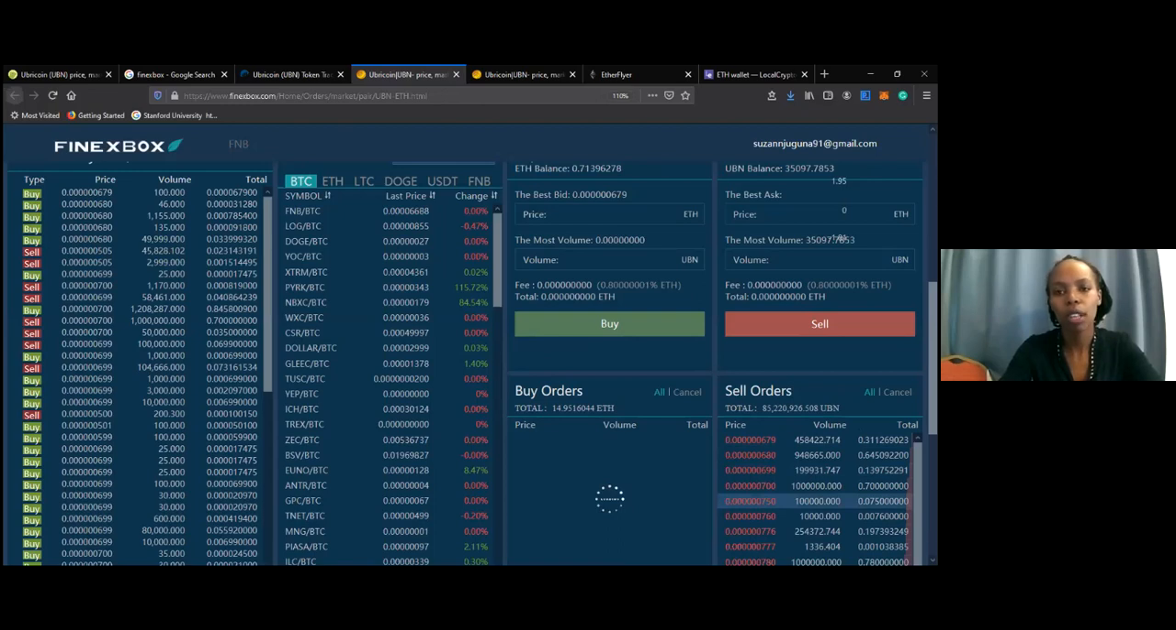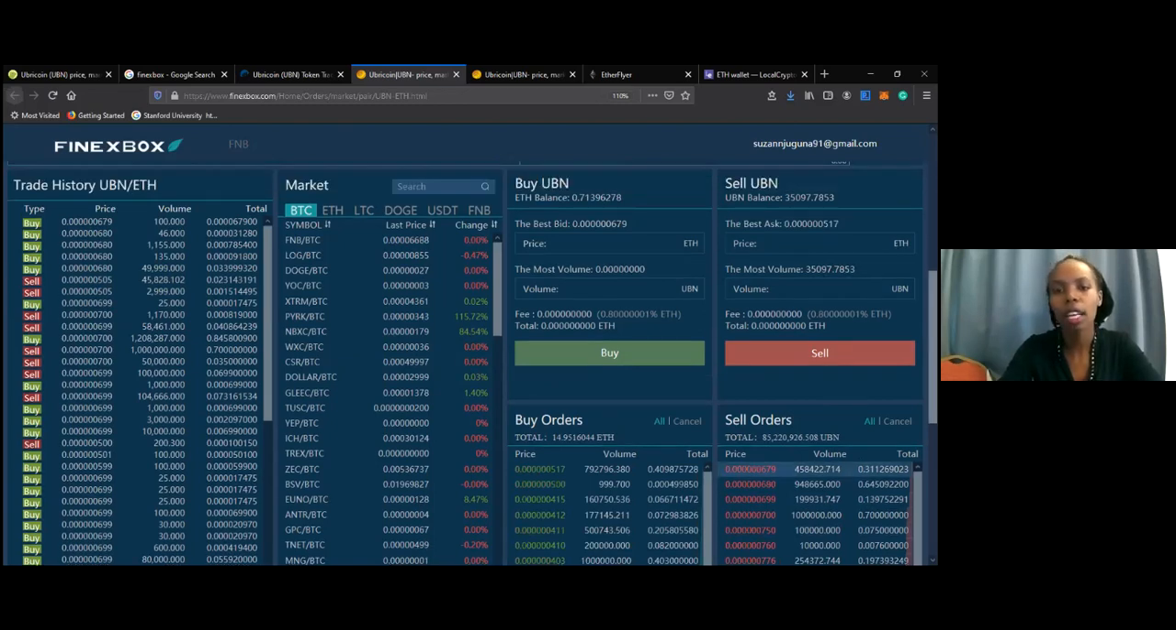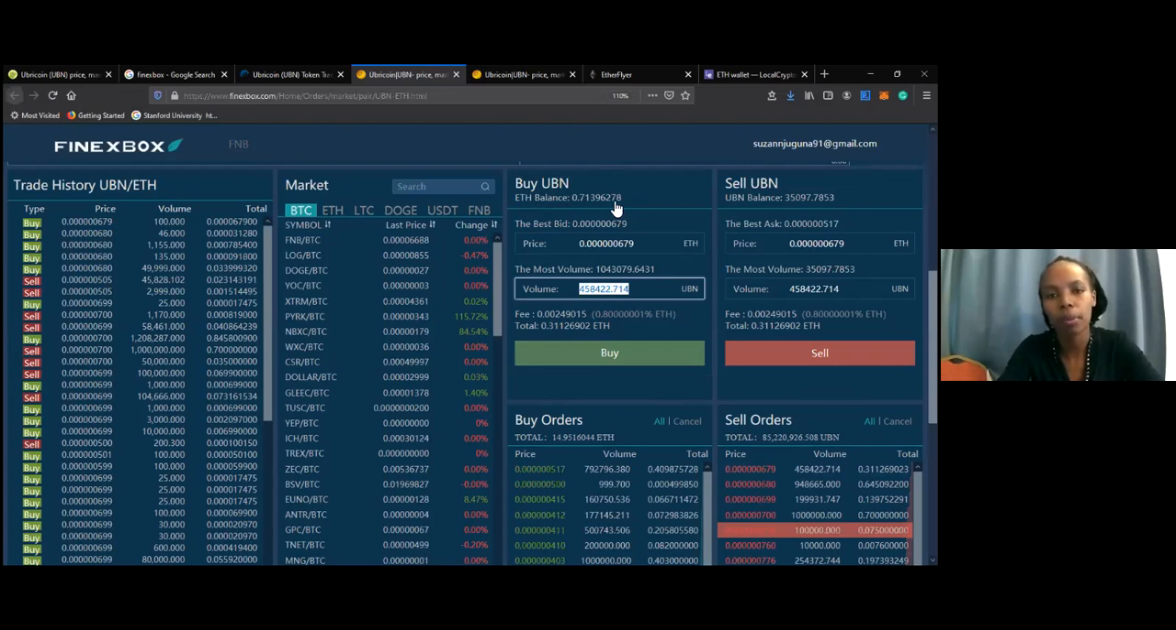So every time that you want to buy, you click on the topmost sell order, which is the first order here. You just click on it and then you say how many UBNs you want to buy, and this is determined by the number of ETH you have in that market. You can see in this market I have 0.713962 ETH, meaning that I can buy up to 1 million Ubricoins. If you want to know how many UBNs you can get, you can check the maximum volume that you can buy. So I can buy up to 1 million Ubricoins.